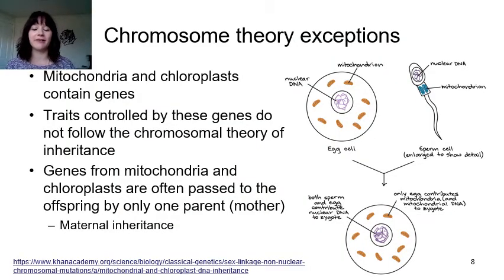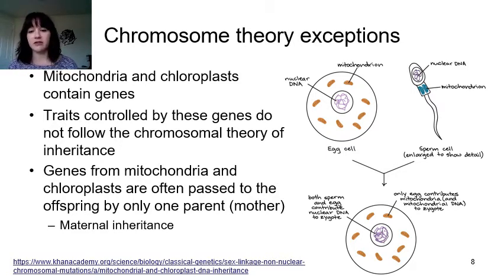Another exception has to do with mitochondria and chloroplasts. You may recall from learning about cells that mitochondria and chloroplasts actually contain their own DNA. They have their own genes. These genes are responsible for keeping up the function of the mitochondria or the chloroplast. A lot of the genes in the mitochondria code for parts of the mitochondria. And we need to think about where the DNA comes from in terms of inheritance.